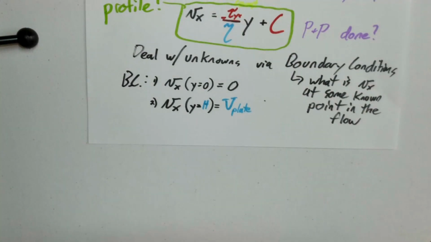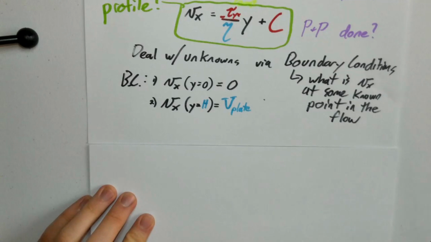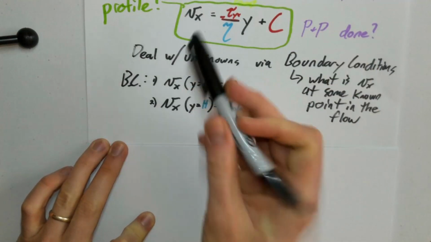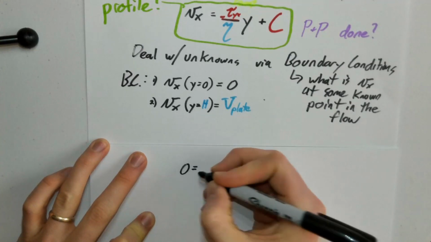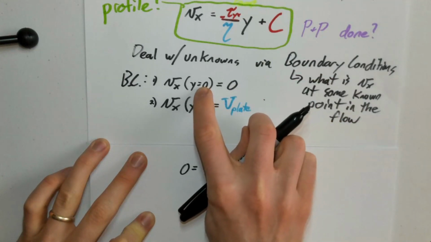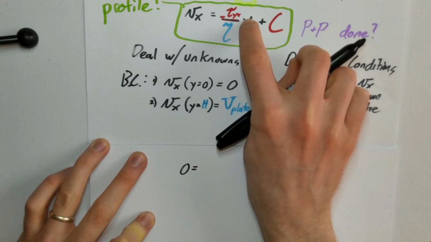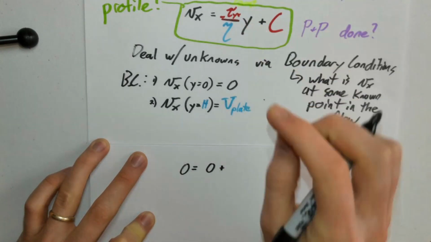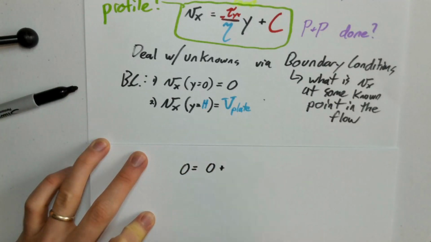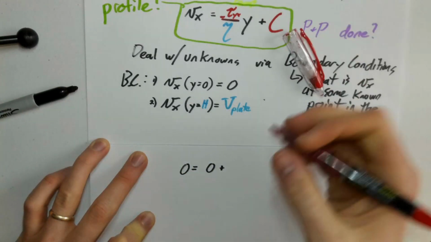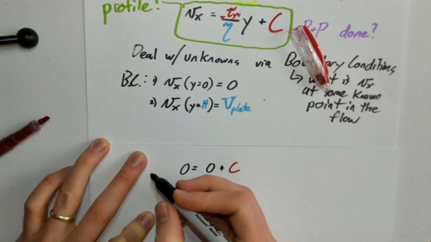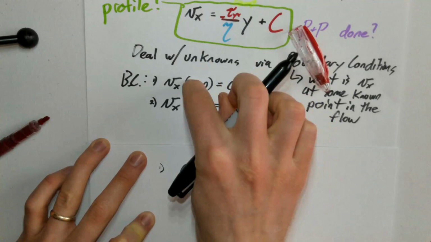So let's make those substitutions. Let's substitute this equation in here. So Vx is 0, so we'll put 0 in for the left-hand side. And at y equals 0, we sub y equals 0 right in here. So the first term on the right-hand side is going to be 0, right? This whole thing becomes 0. And then we just have plus c. Ooh, getting some information here, right? So this equation comes from our first boundary condition.